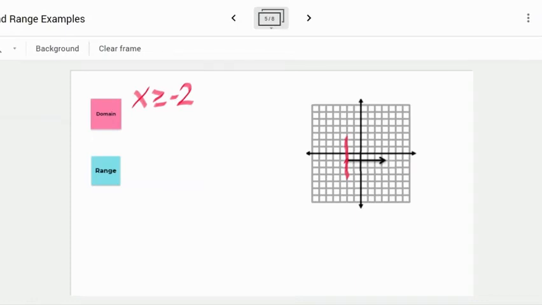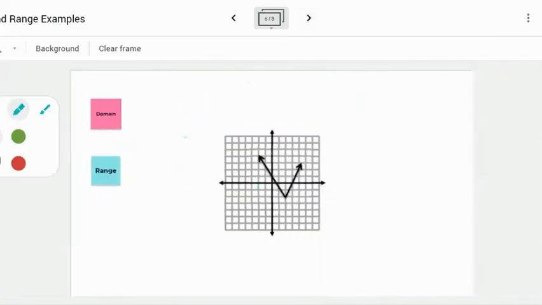Now the next thing we're going to do is look for the range. So as I come down, I end up seeing I'm hitting the line at y equals -1. When I come up, I hit the line at y is -1. That means that y is not greater than -1, y is not less than -1, y equals -1.